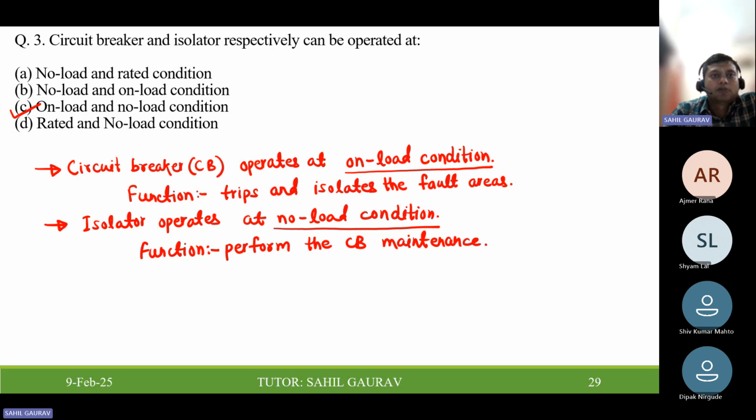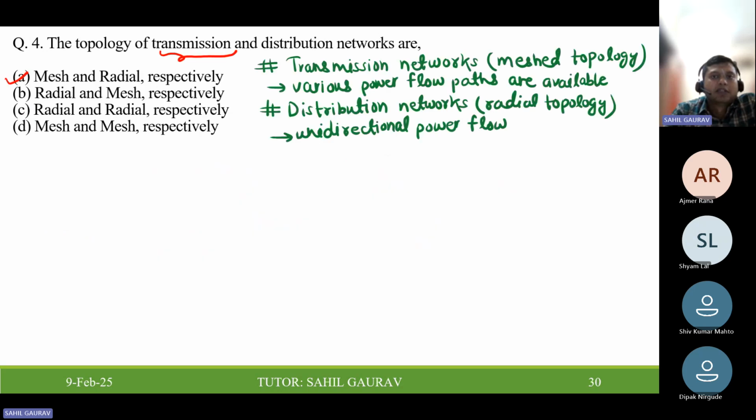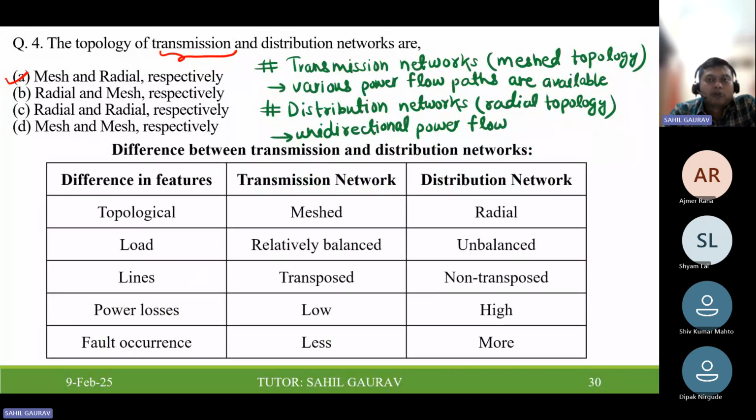The next problem is: topology of transmission and distribution networks are. We have seen in the previous session that transmission networks are of mesh topology. Mesh topology means various power flow paths are available, while radial topology means you have unidirectional power flow. So topology for transmission is mesh type, while the distribution network is of radial type. What do you understand by mesh topology? It means that you have various power flow paths, while for radial topology you have a unidirectional power flow path.